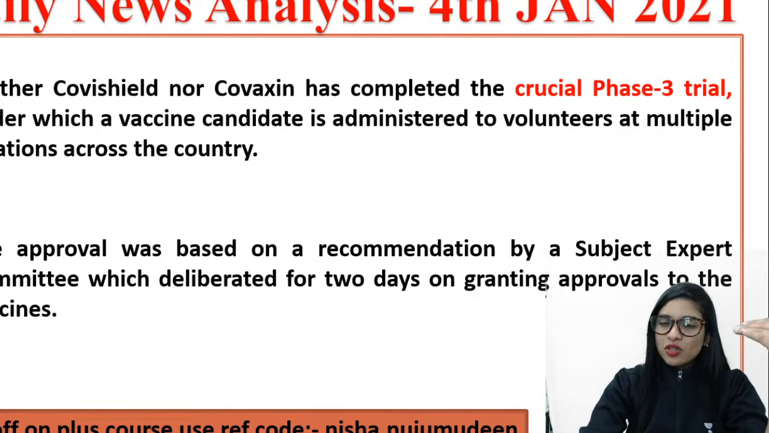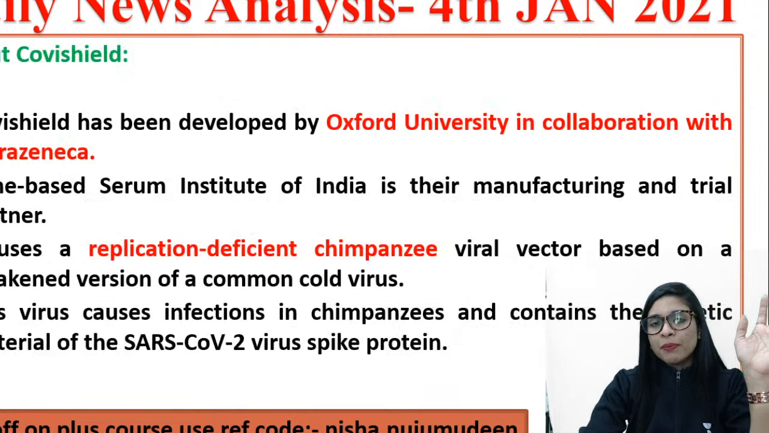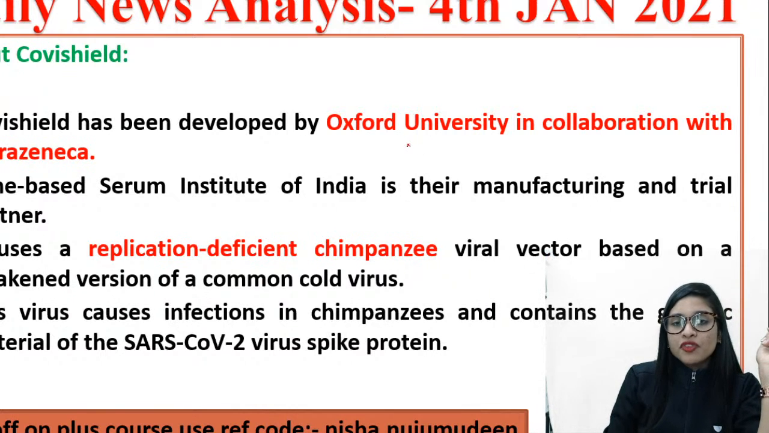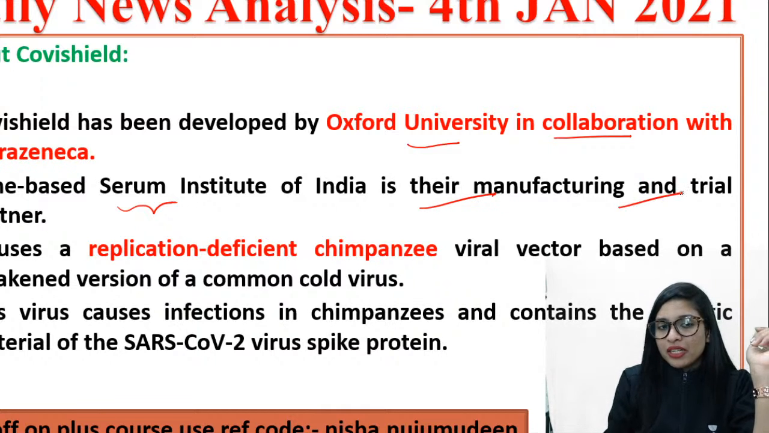Though that is the case, approval is given, and that was based on the recommendation by whom, guys? By a subject expert committee, which went on for 2 days on granting approvals for all these vaccines. And what is this Covishield? Very simple. It has been developed by Oxford University in association with AstraZeneca, and the Pune-based Serum Institute of India is the manufacturing and trial partner.